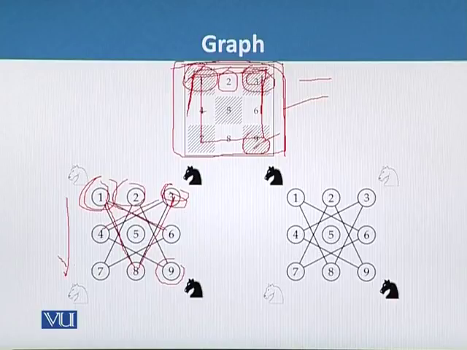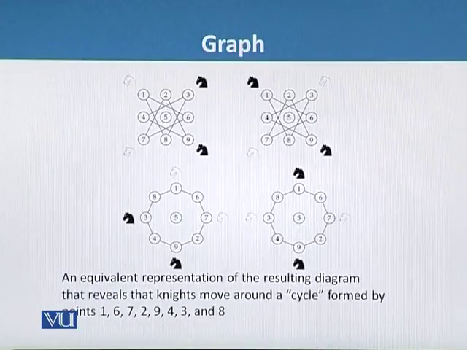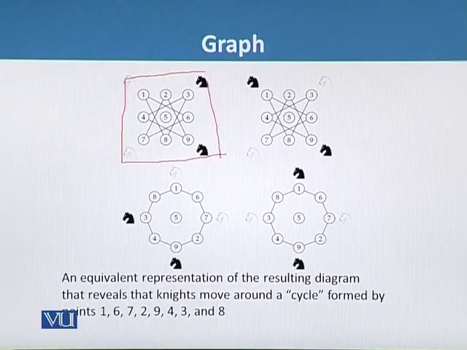These lines show to which positions the horse can move from its original position. Now we can see a diagram showing an equivalent representation of the resulting diagram, which reveals that the horse moves around a cycle formed by the points 1, 6, and so on. This is the representation of the chessboard. Now we can represent it in a cyclic form. We can say that this is 1, 8, 3, 4, 9, 2, 7, and so on.